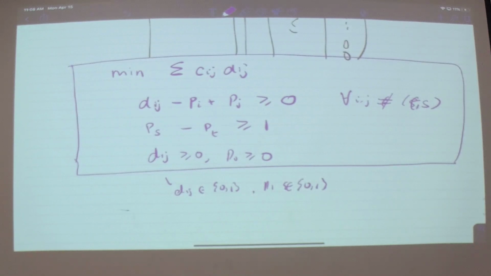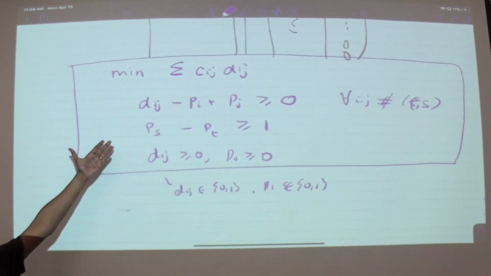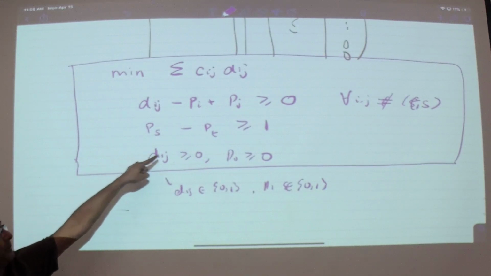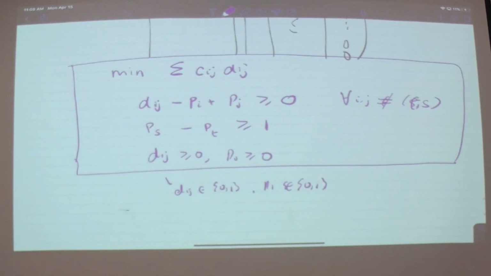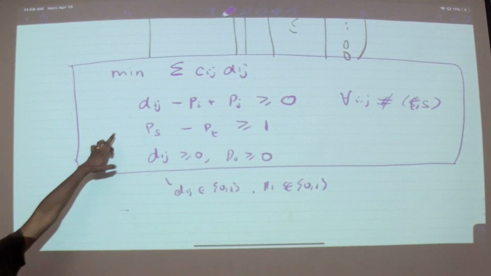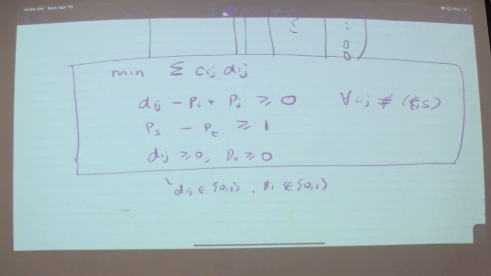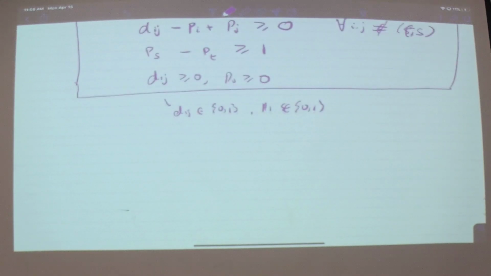So what does this process mean? Then the only way to set PS and PT is to set PS equal to 1 and PT equal to 0 to satisfy this constraint under this restriction. But then what does Dij minus Pi plus Pj greater than or equal to 0 mean? Well, PS is 1, PT is 0, and there's a bunch of other things that are 1s and 0s in the middle. So if we look at any particular edge, with I and j, we know that Dij minus Pi plus Pj must be greater than or equal to 0.